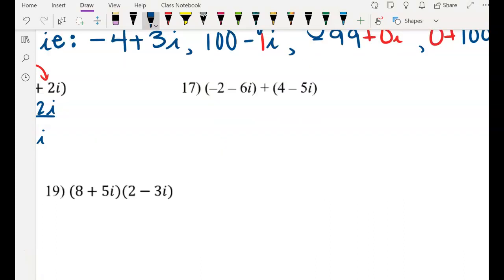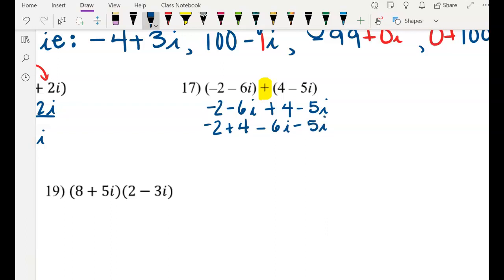17 says the quantity of negative 2 minus 6i plus another quantity of 4 minus 5i. So students, when you are doing an addition of two quantities, the signs don't really change. So you're just going to remove the parentheses by dropping down everything the way you see. Then rewrite the numbers, okay, where real numbers will group together and imaginary numbers will be together.